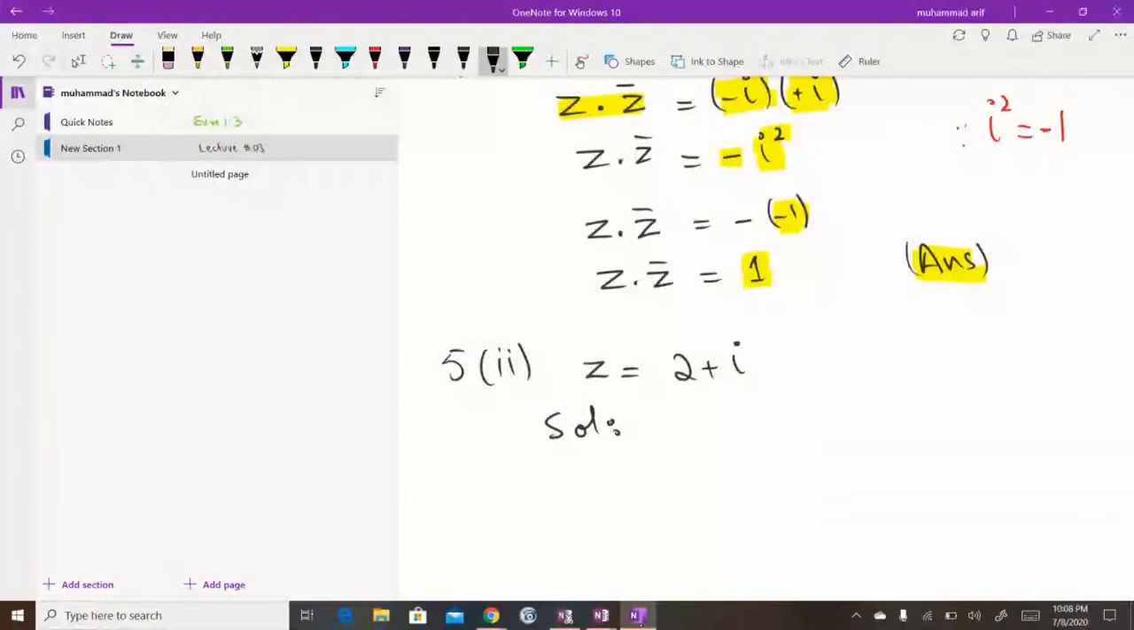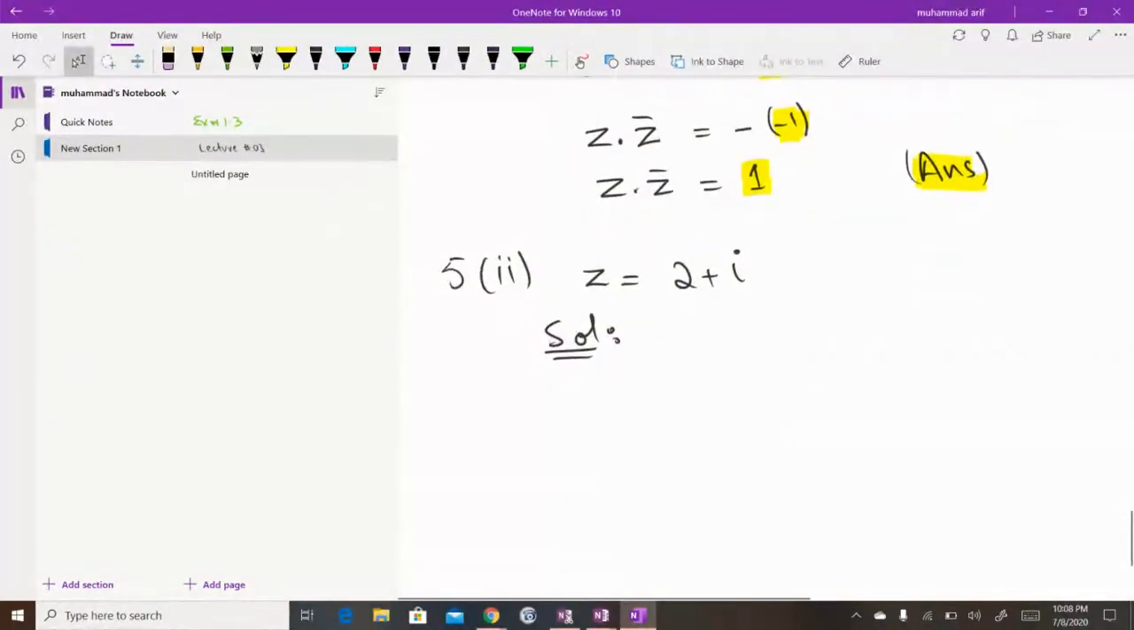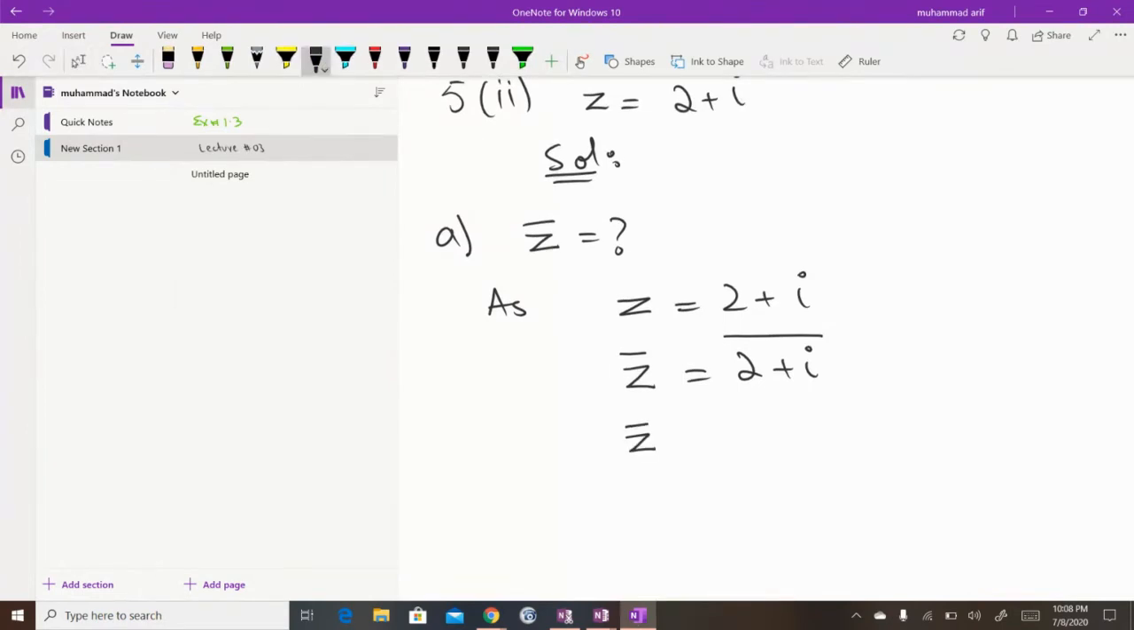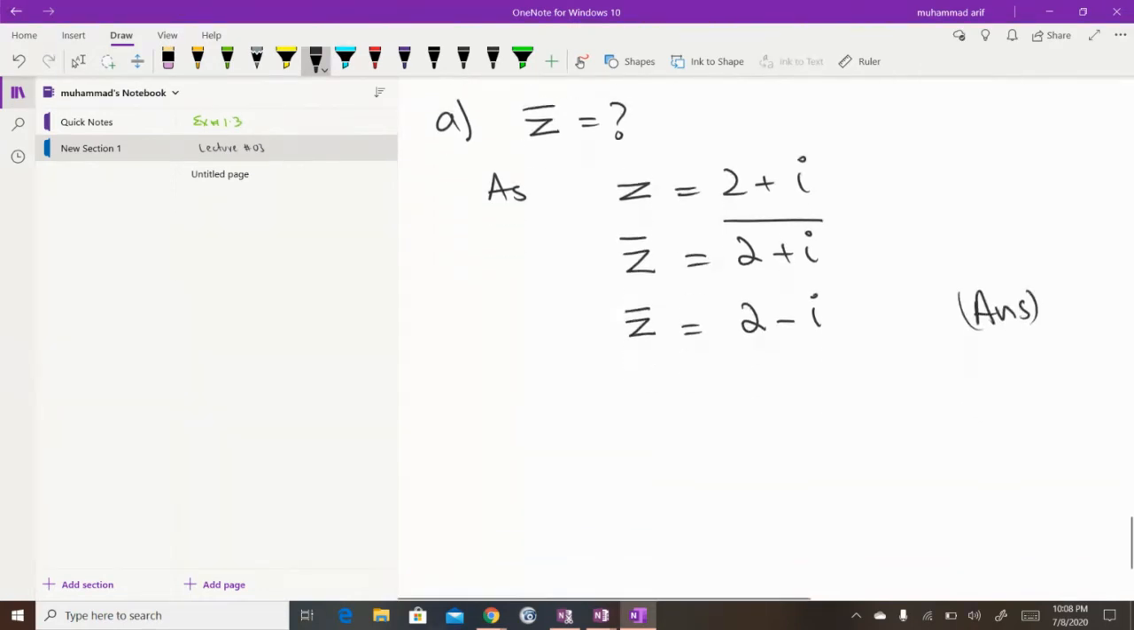It's also a simple part. Here we solve the first part, part A. We are to solve for z conjugate, as z is given as 2 plus iota. What do we do in conjugate? We take conjugate on both sides. After taking conjugate on both sides, we know that in conjugate we change only the sign of the value of iota. The sign of iota is positive, therefore we change it into negative, which is our required answer. That is, we are to find here z conjugate.